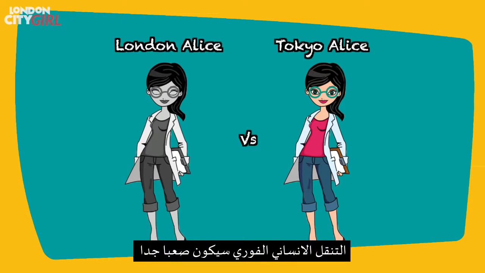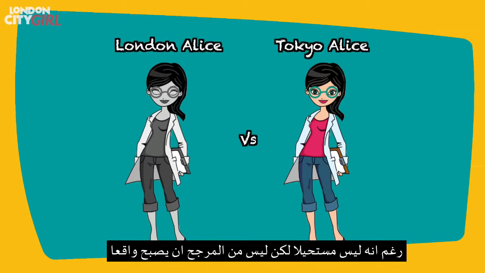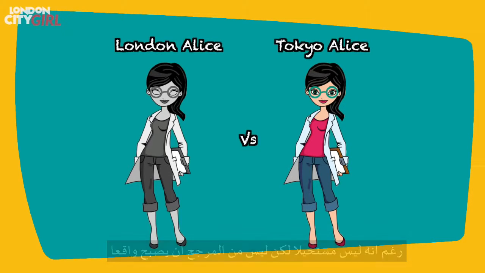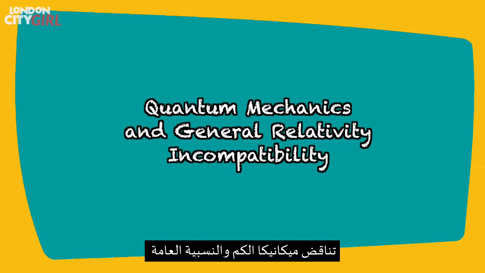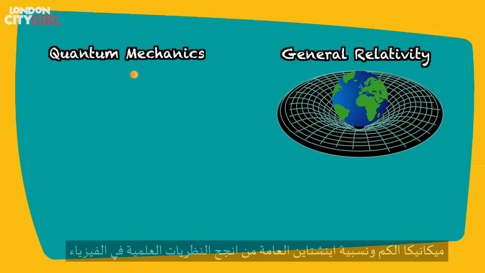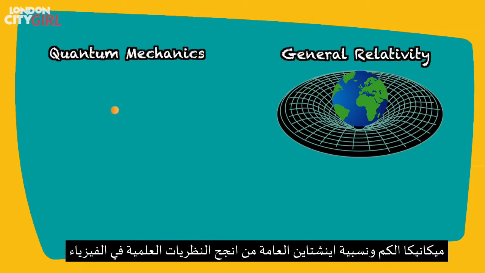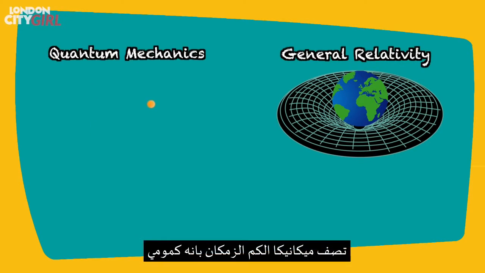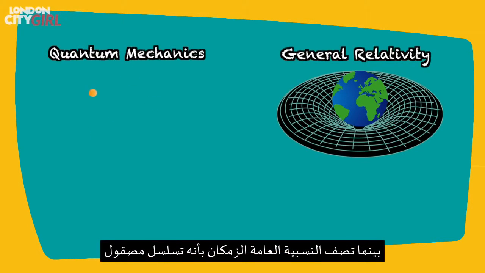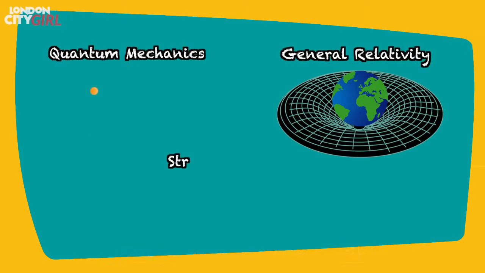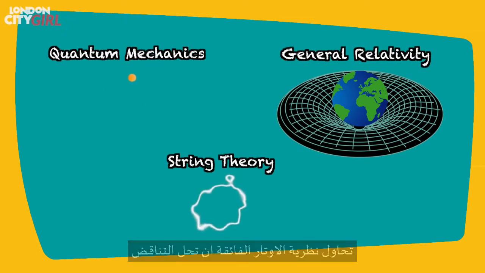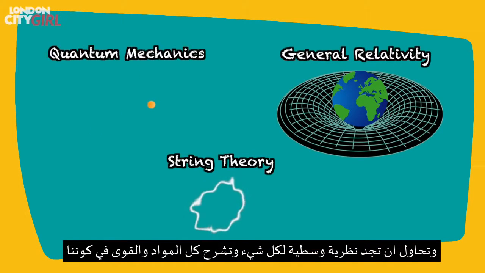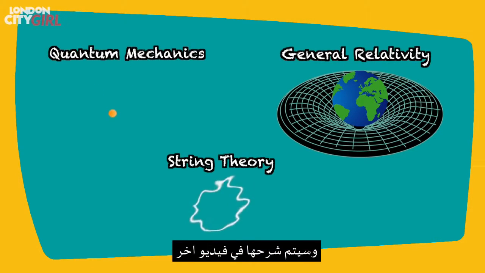Human teleportation would be extremely difficult, so although it is not impossible, it is improbable that it will ever become a reality. Quantum mechanics and general relativity incompatibility. Quantum mechanics and Einstein's general theory of relativity are two of the most successful theories in physics, but they are incompatible. Quantum mechanics describes space and time as being quantized, whereas general relativity describes space and time as a smooth continuum. String theory attempts to resolve the incompatibility and is an attempt to find the elusive theory of everything that explains all the matter and forces in our universe. That in itself is a whole other video.